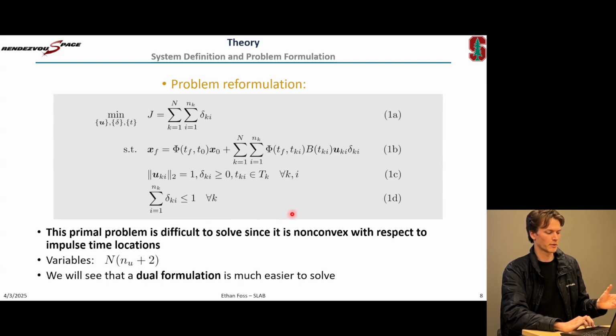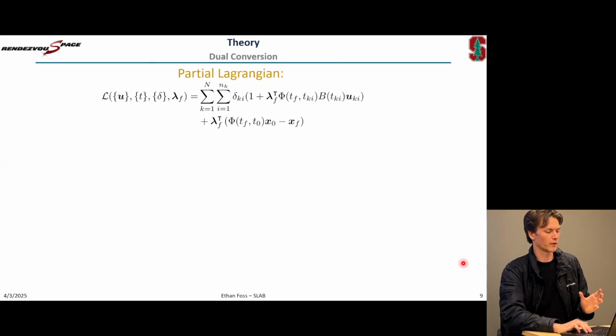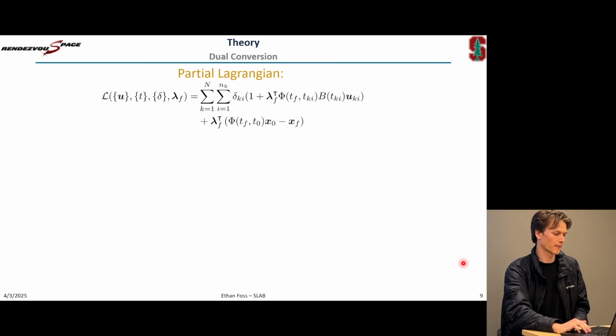So to look at this problem a bit further, you can see that the problem has n variables, or n times nu plus 2 variables, which is a decent amount to consider. And it's actually non-convex because if we are trying to solve for the optimal times of the impulse maneuvers, then this constraint becomes non-convex. So this is obviously not ideal for online use. So to reformulate the problem, we can use a dual conversion, and we'll show that this actually makes the problem convex and therefore easy to solve.